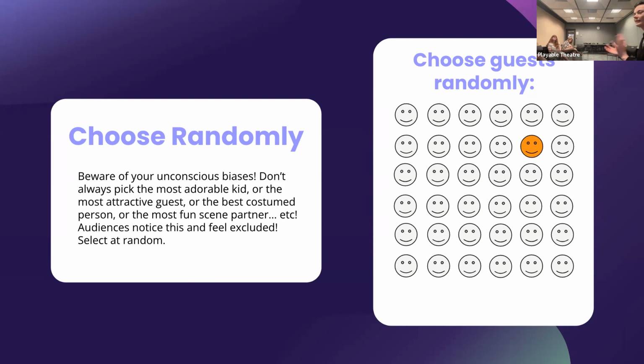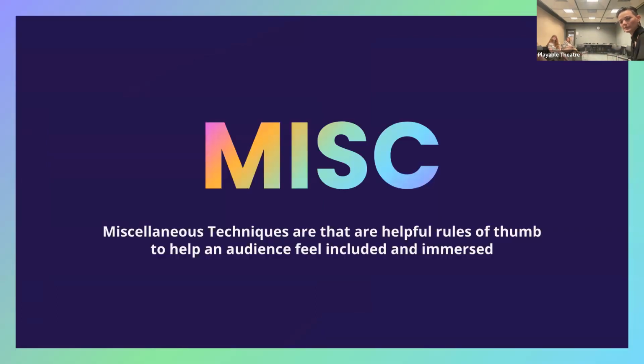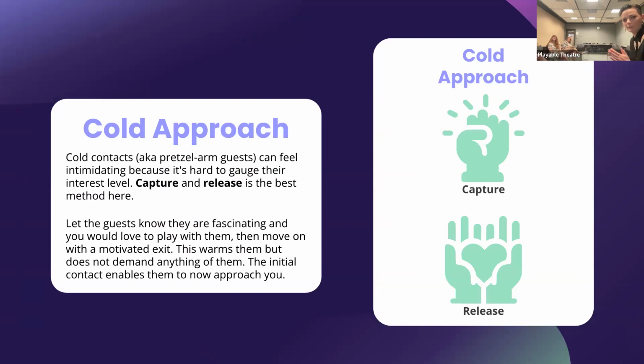And sometimes it's easy to pick somebody who's a really fun scene partner because they're going to give you energy and play with you in a fun way. And people notice that too. And they're like, oh, I guess I'm not fun enough to play. So just try to be inclusive, pick people randomly so that they can get selected and have that feeling as well. Here are some miscellaneous techniques.